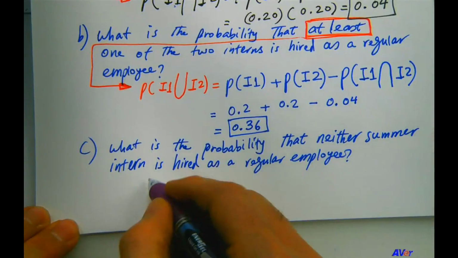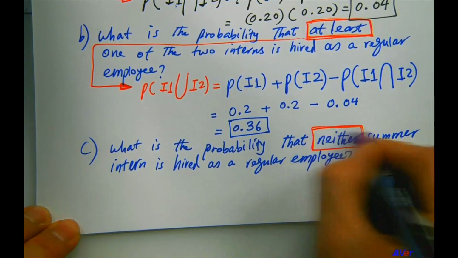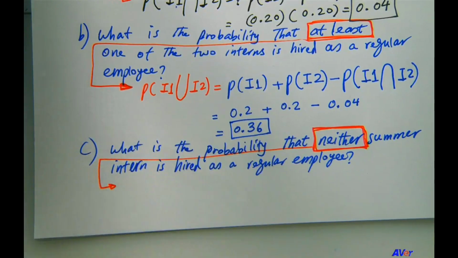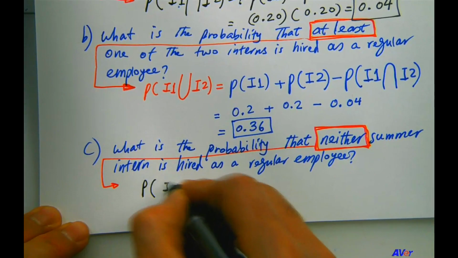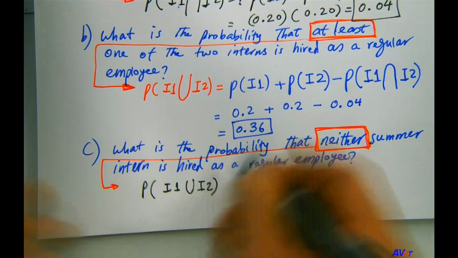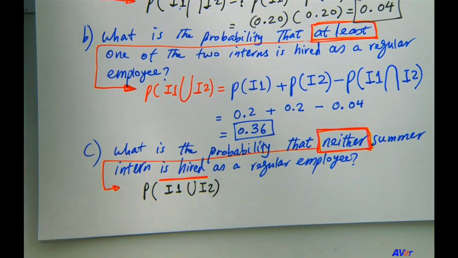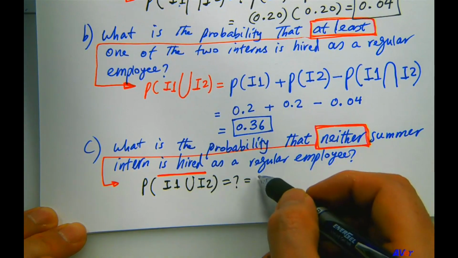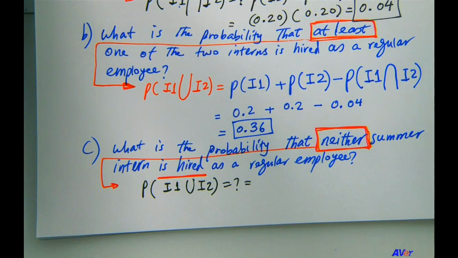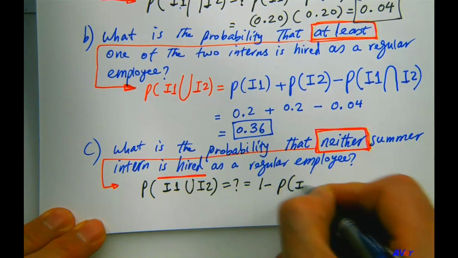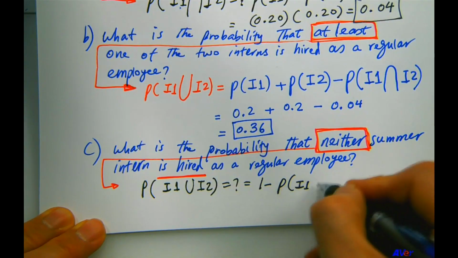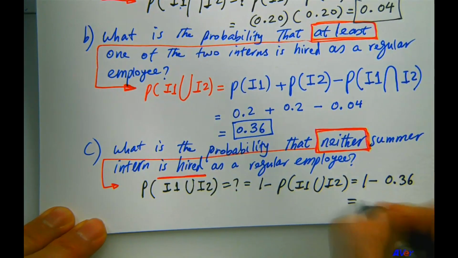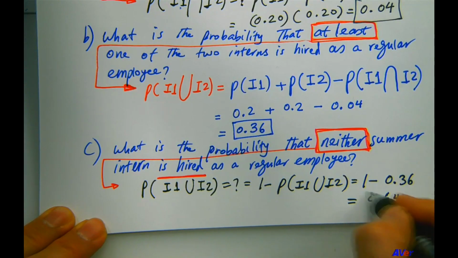So we have neither summer intern, so both of them are not hired, so that is the complement of part B. So this would be probability that intern 1 union intern 2 and then complement of that. Okay, so that's what they're asking us here about, and we know that any event and its complement are connected, as the probability of the complementary events should add up to 1. So this would be 1 minus probability of I1 union I2. So 1 minus 0.36, and that's 0.64.